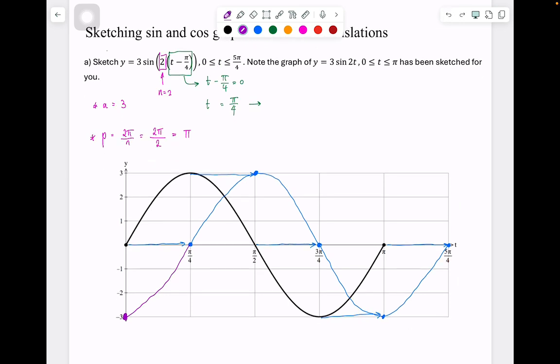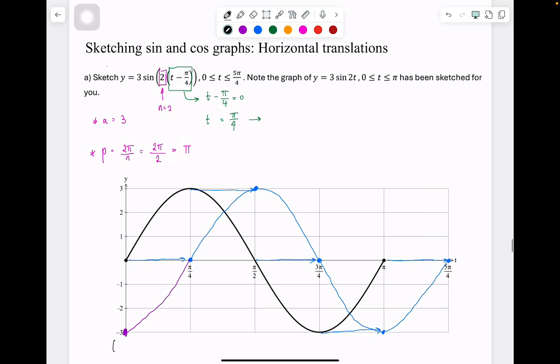So to finish off our graph here, we need to label our points. We've got an endpoint of 0 and -3. Our other endpoint is 5 pi on 4, 0. And our new x-intercepts will be pi on 4, 0, 3 pi on 4, 0. And that is all.